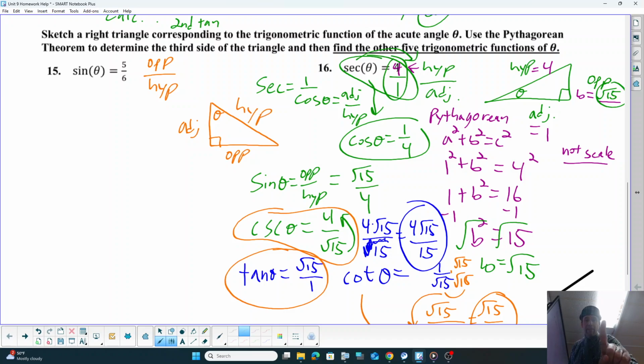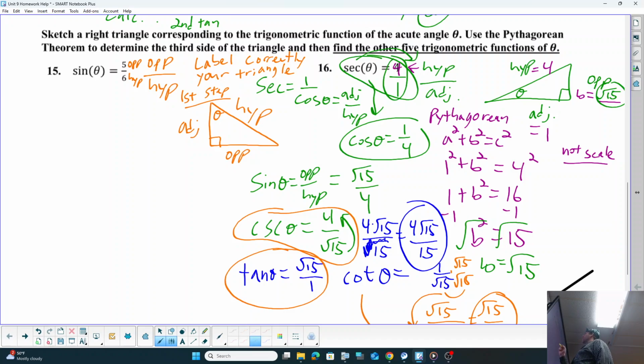That's the first step, is to label. Label your triangle. Label correctly your triangle. That's the first step, you could say. So now we know that this is opposite over hypotenuse.